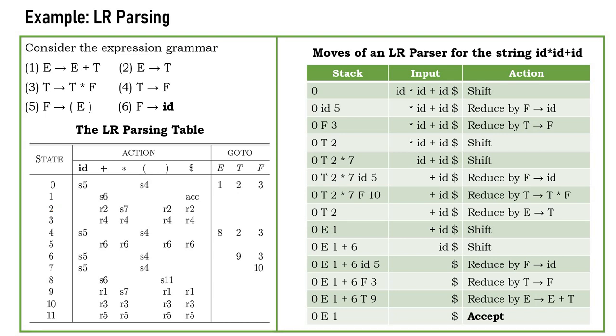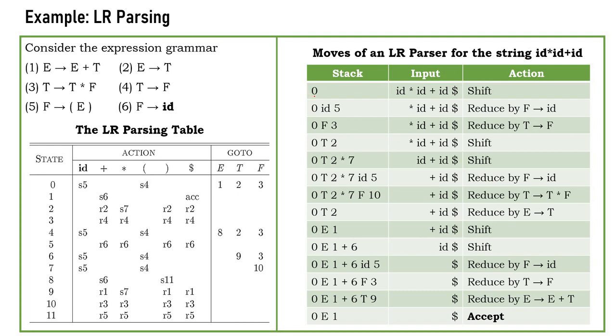Okay, and this is the LR parsing table. So you know how to construct the LR parsing table. You can refer to the SLR construction video for the LR parsing table. So by using this only, we are going to do the LR parsing for the string ID star ID plus ID. Okay, ID star ID plus ID.